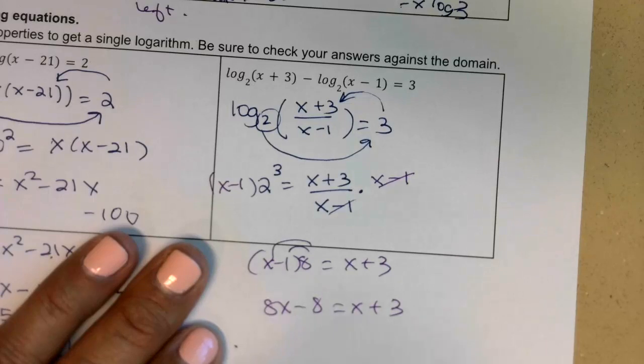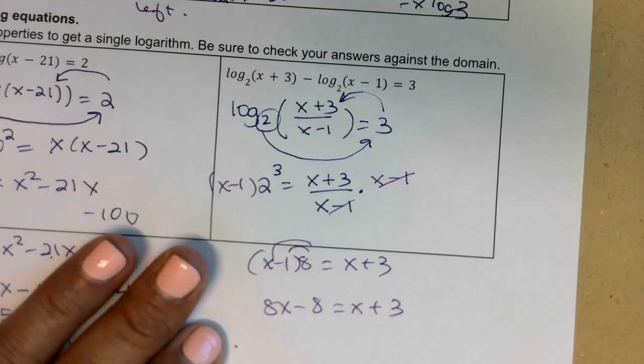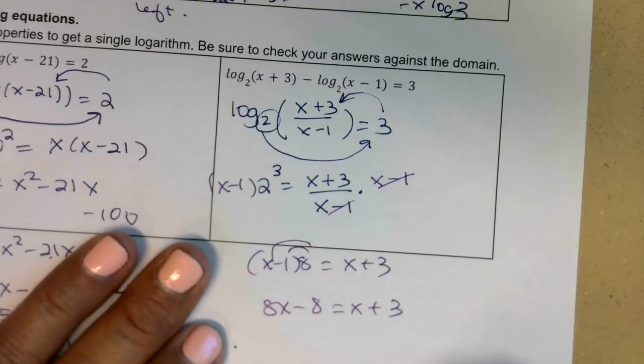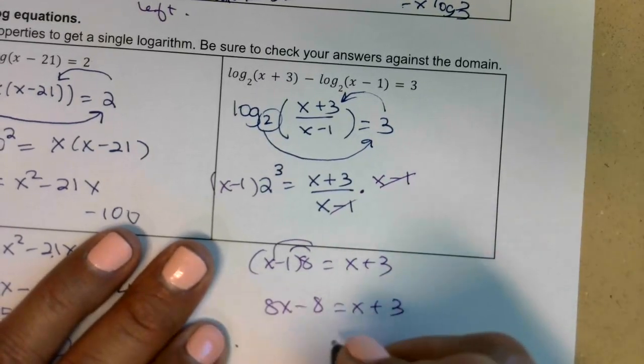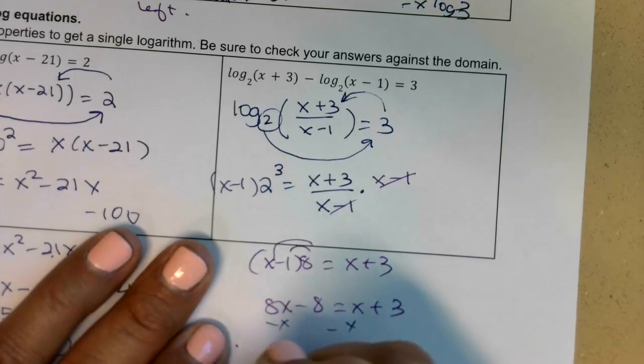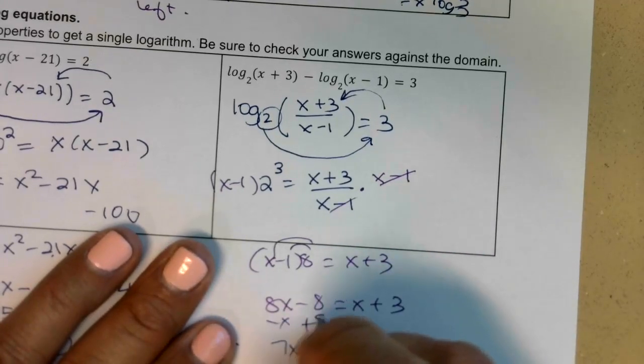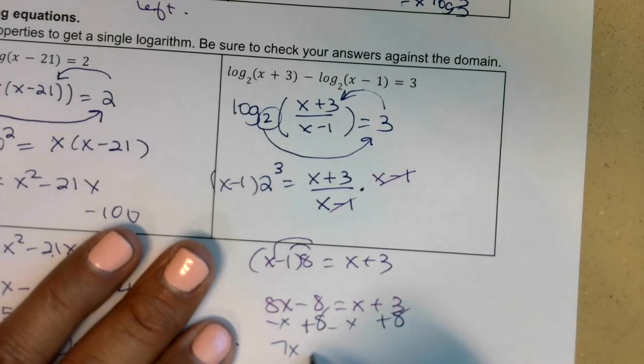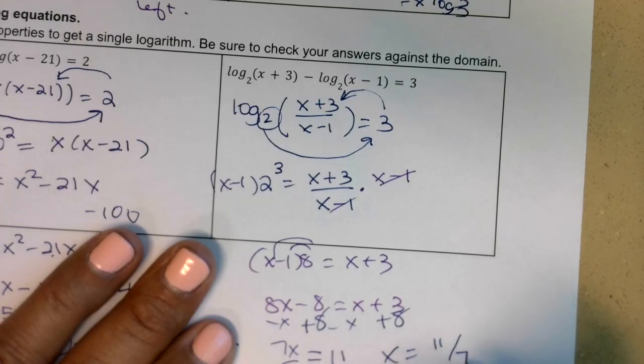Distribute your 8. So 8x minus 8 equals x plus 3. I always think of this as clearing everything out of your closet first. So lay it all out, see what you're going to keep before you put it back in. So here's everything we have. It's linear, which means all our x's go together. So subtract x from both sides. Let's see, add 8 to both sides. 7x equals 11. So it looks like x equals 11 sevenths.